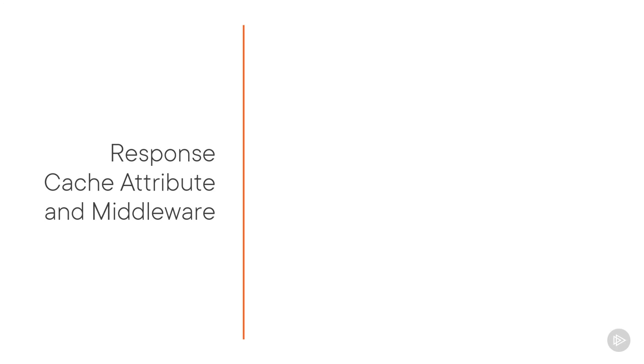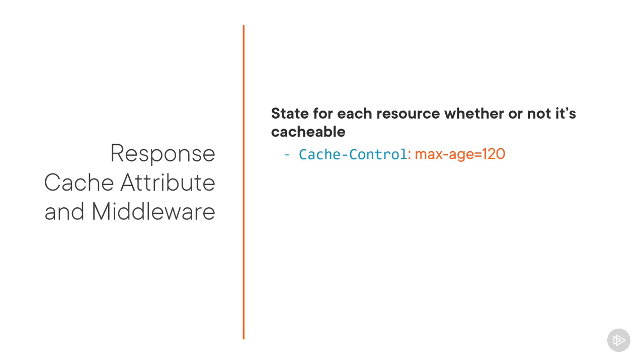So, to support caching, we essentially need two things. The first thing we need is a way to state, for each resource, whether or not it's cacheable. That is done via a response header. There are various headers to consider and we will look into those, but the one most often used is the cache control header. An example might be a cache control header with maximum age set to 120. This states that the response must only be cached for 120 seconds.